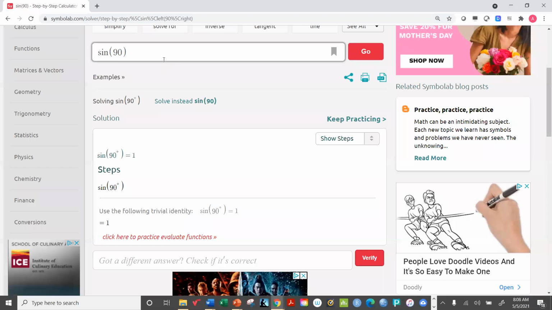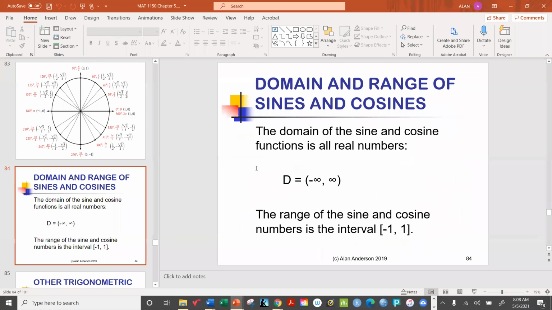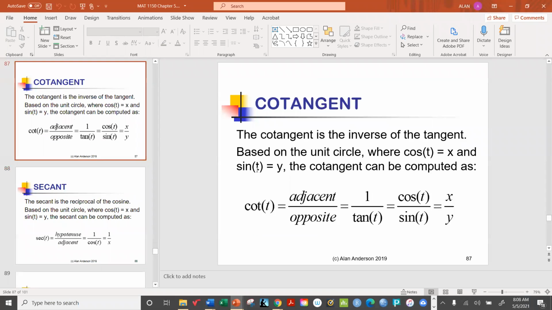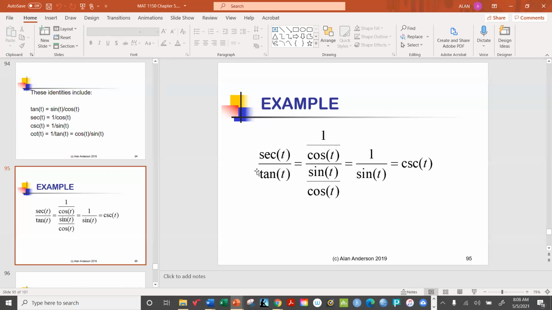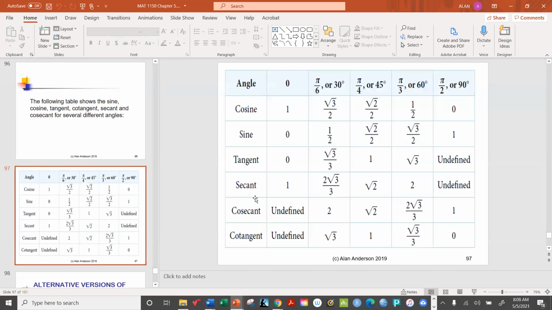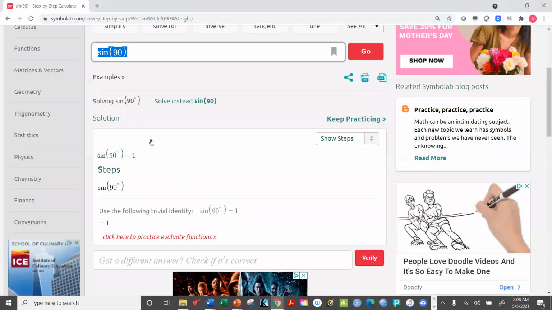So far, so good. All right, let's try one of the more obscure ones. Let's try from my chart. Let's say cotangent. Oh, how about cotangent 45 degrees? But let's call it pi over 4.